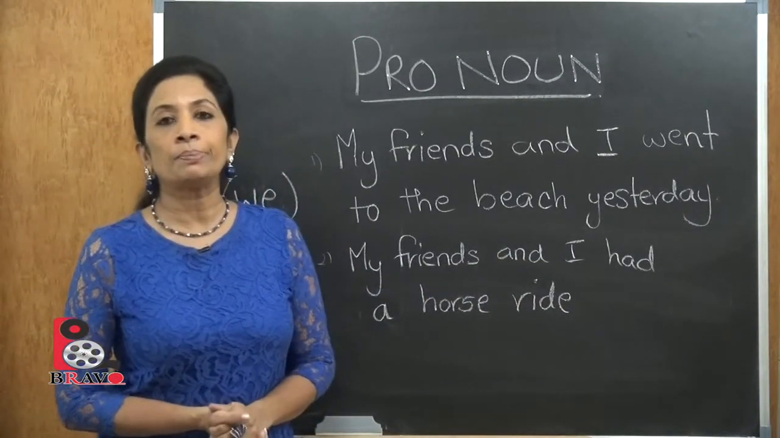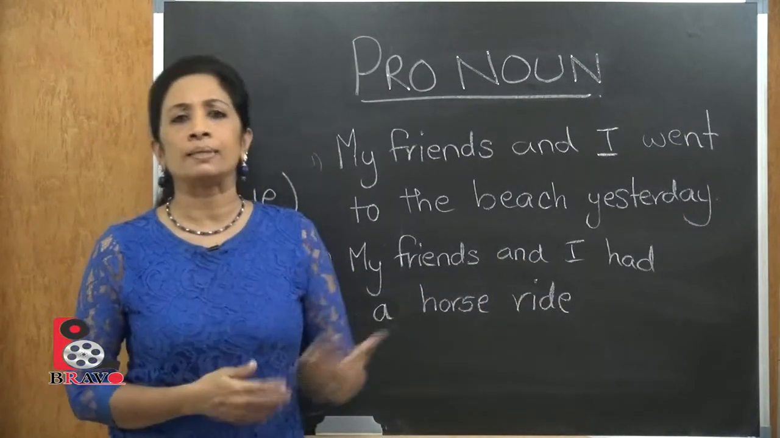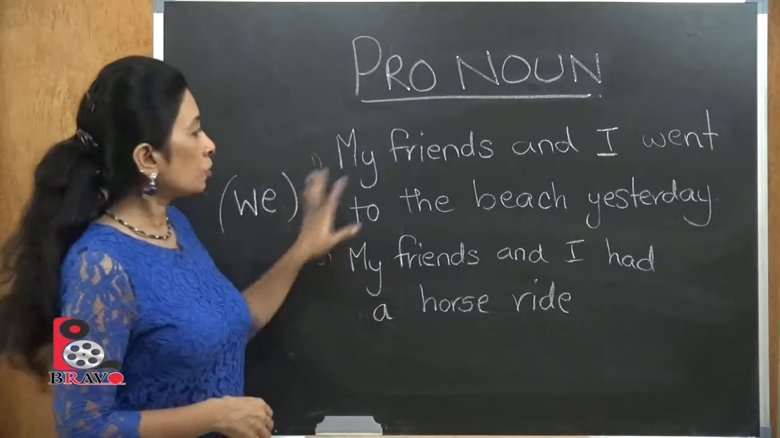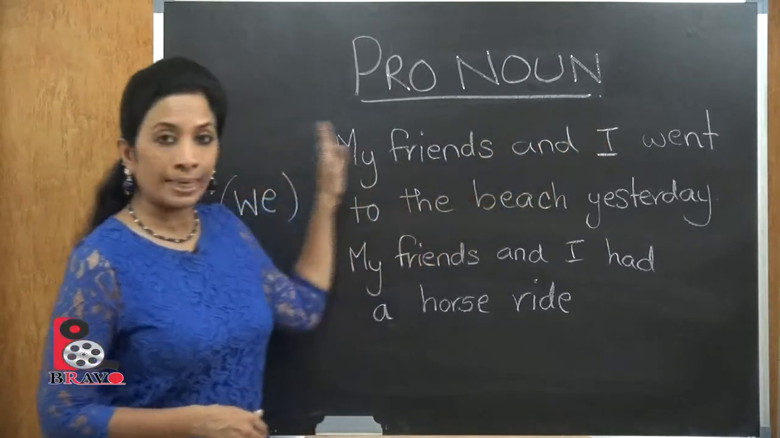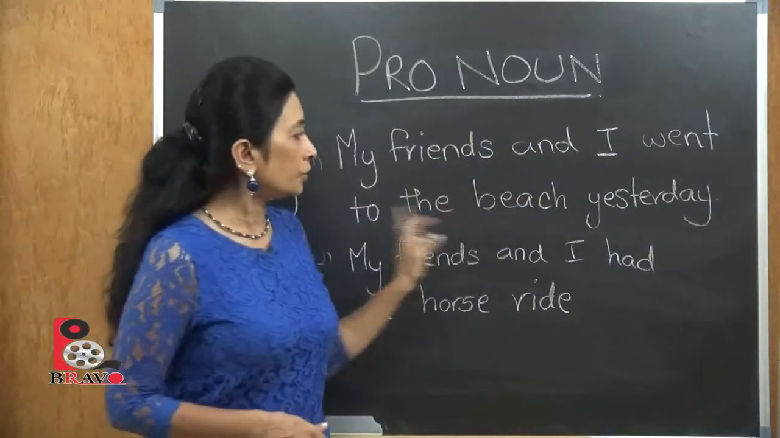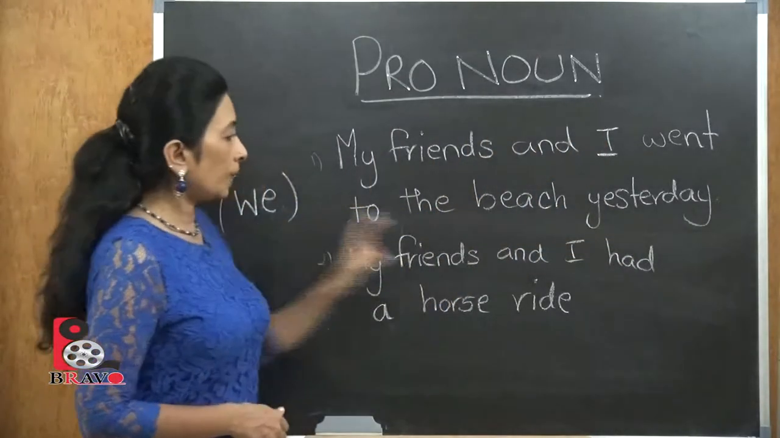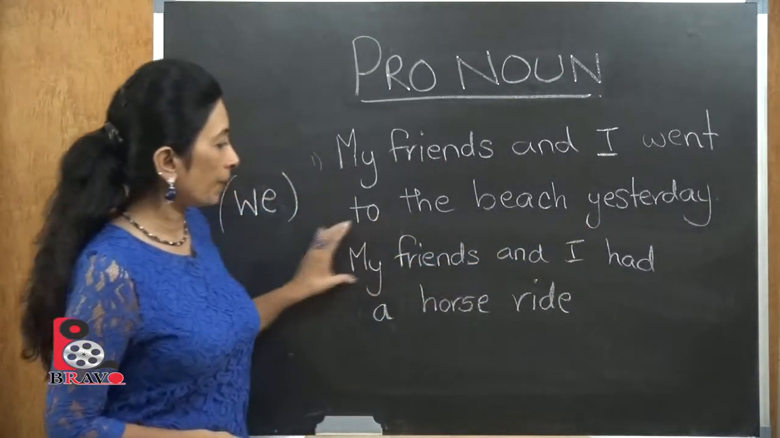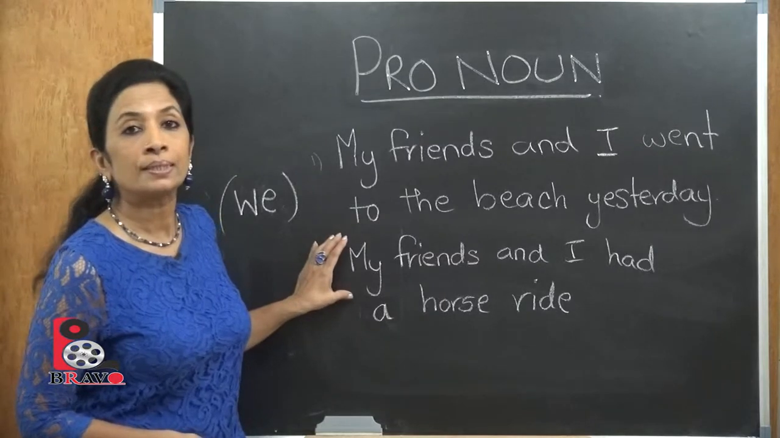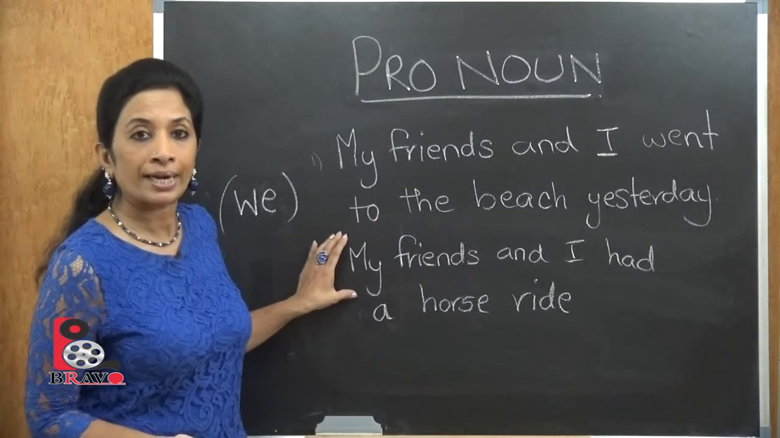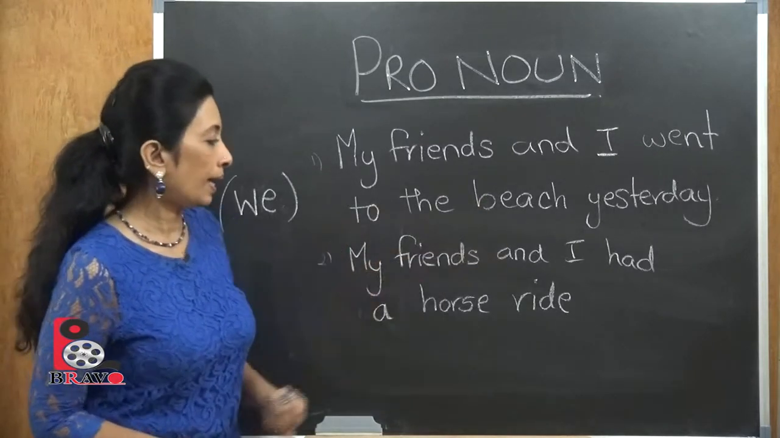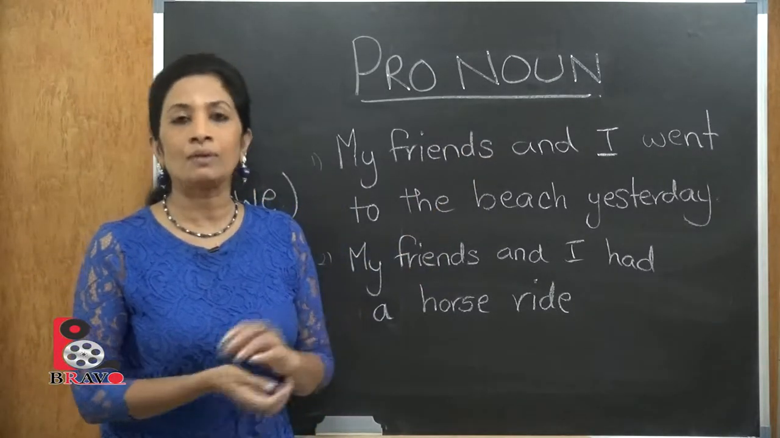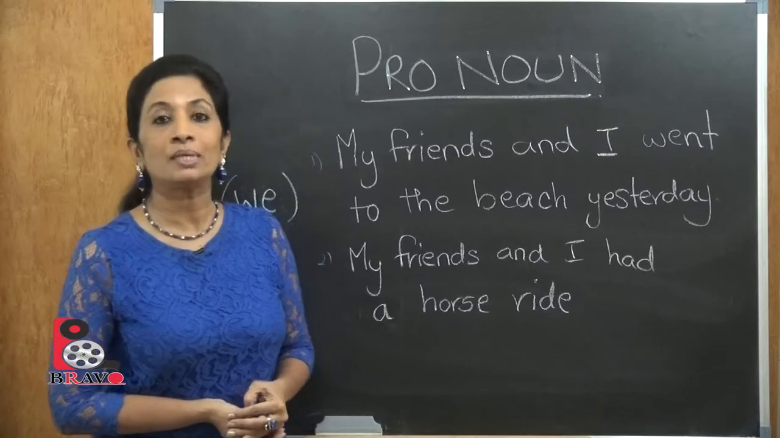So how are we going to say this without repeating "my friends and I"? So we say "we". So "my friends and I" will completely come off. We went to the beach yesterday. We had a horse ride. So you can see this part will not be repeated when we are saying it with the pronoun added to it. We had a horse ride. We went to the beach. So this is one of the pronouns that you have learned now, which is "we".